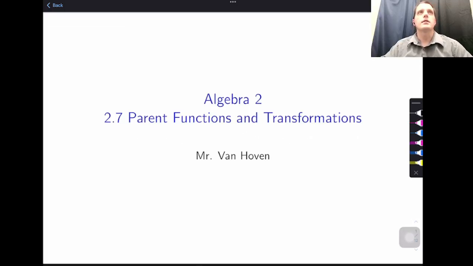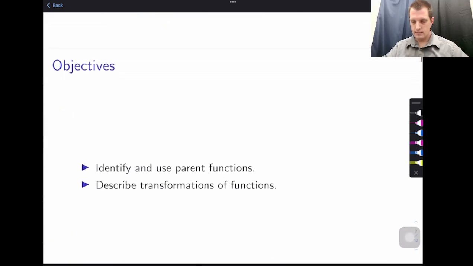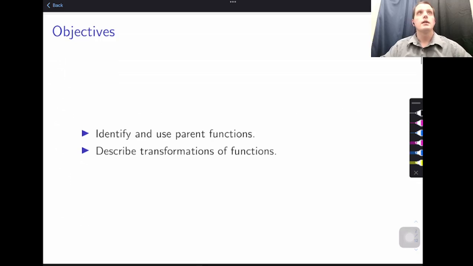Algebra 2, Section 2.7, Parent Functions and Transformations. Objectives. Identify and use parent functions. Describe transformations of functions.